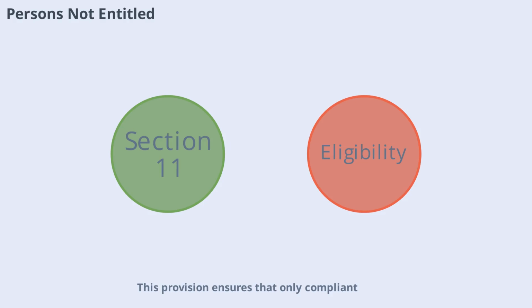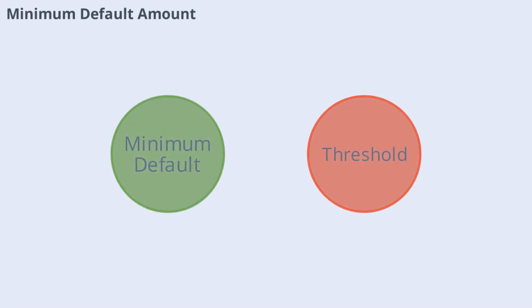This provision ensures that only compliant creditors can participate in the process, maintaining the integrity and effectiveness of the CIRP. The restriction is designed to prevent abuse of the system and encourage adherence to approved resolution plan. File an application before the NCLT.